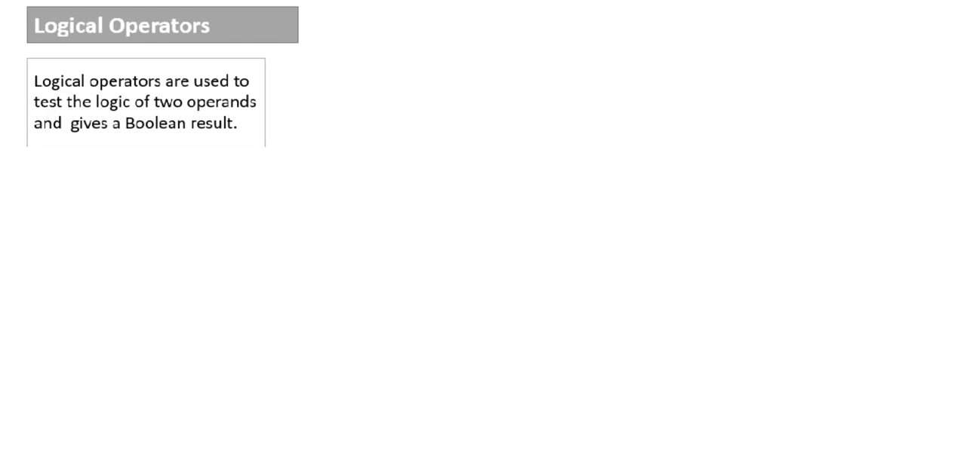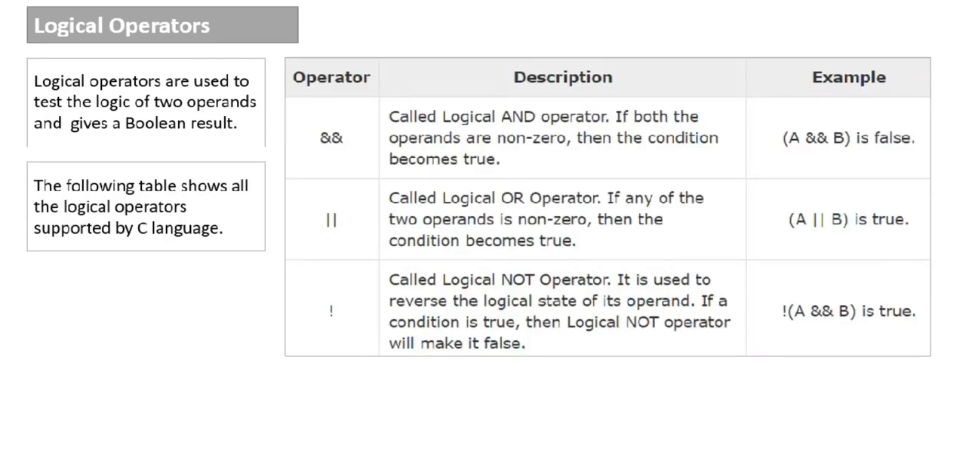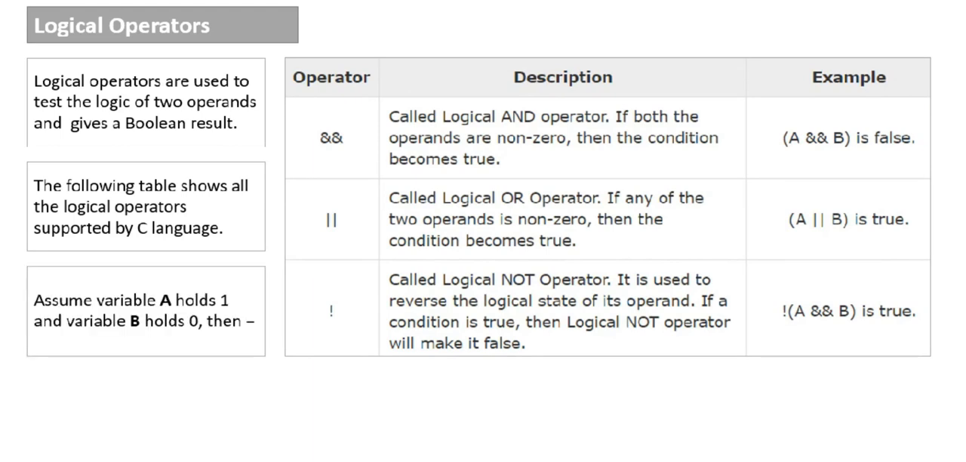Now Boolean result is either true or false, just as we saw in the previous session. The following table shows all the logical operators supported by the C language. Now assume the variable A holds 1 and variable B holds 0. Then A and B is false. That means 1 ANDing with 0 will give you 0, which is false. A or B, that means 1 or 0, will give you true. Next is the not operator. So not of A and B is true. That means A and B is false and the not operator returns the negation of false, which is true.